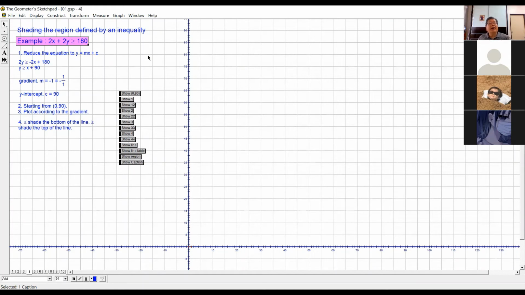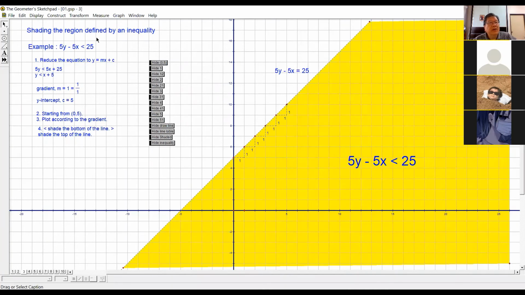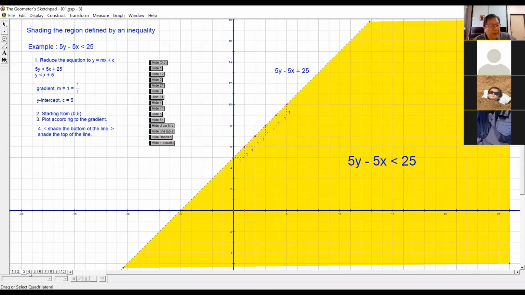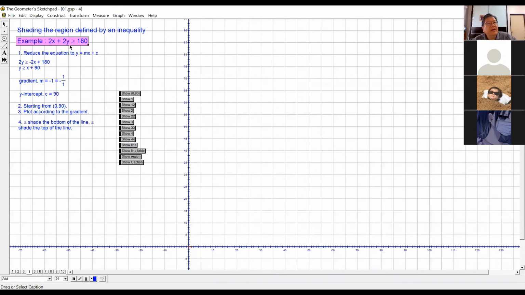2x plus 2y greater than or equal to 180. Now there's a greater than or equal, so the line when you draw is a full line. It's not a dotted line anymore, right? Full line. Just now, no equal sign, so we have this dotted line here. But now, this one got equal sign.